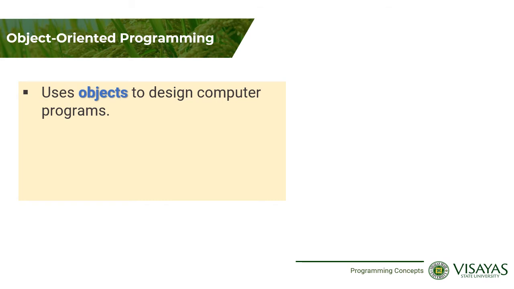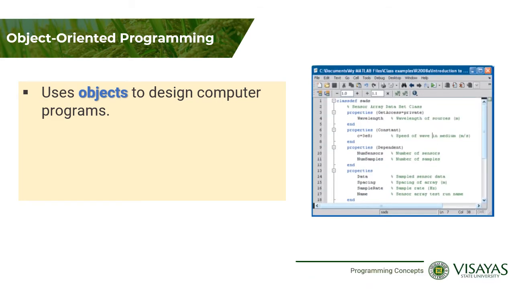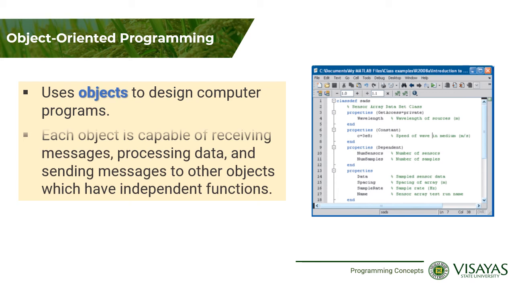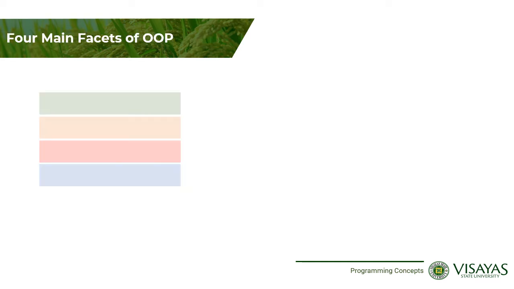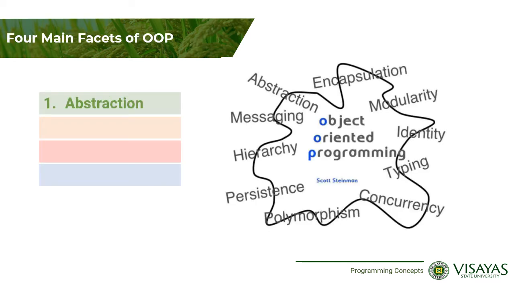Object-oriented programming was developed because of the increasing complexity of codes for modern programs. It uses objects to design computer programs in which each object is capable of receiving messages, processing data, and sending messages to other objects which have independent functions. Basically, it has four main facets: abstraction, encapsulation, inheritance, and polymorphism.